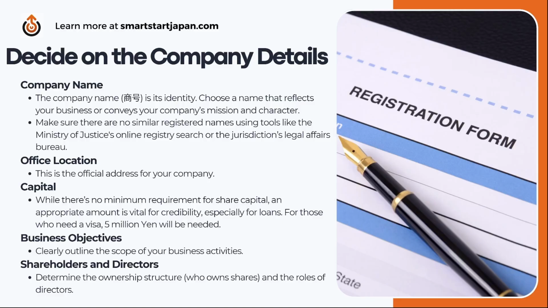Next, we'll move on to the business objectives. Clearly outline the scope of your business activities. This is crucial for your articles of incorporation and helps stakeholders understand what your company does now and may expand into in the future. Finally, we'll look at shareholders and directors. Determine who will own the company and manage it. In a GK, the shareholders and directors can be the same people, allowing streamlined decision-making and operations.